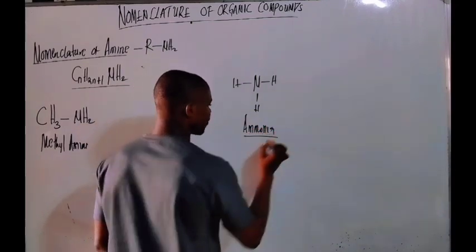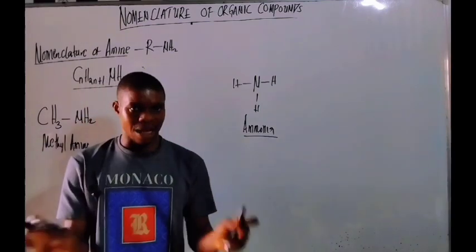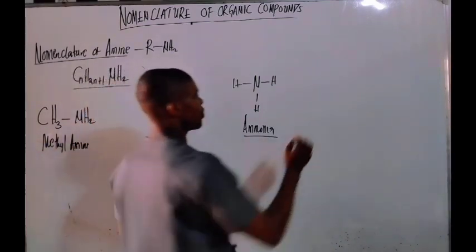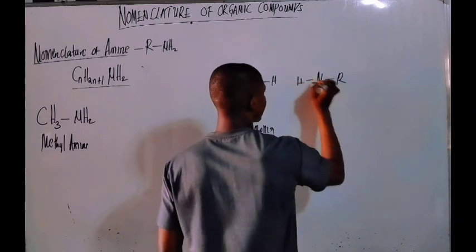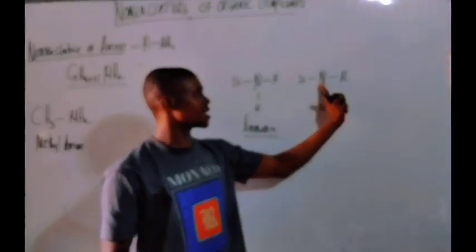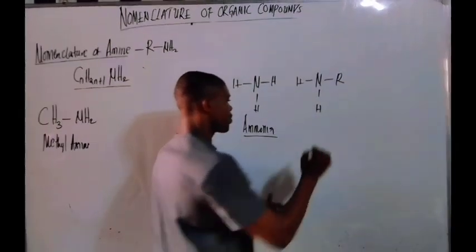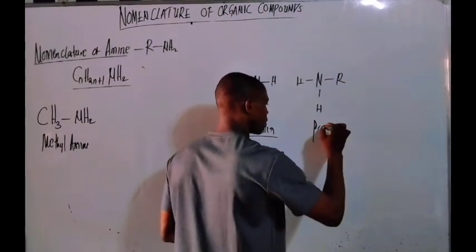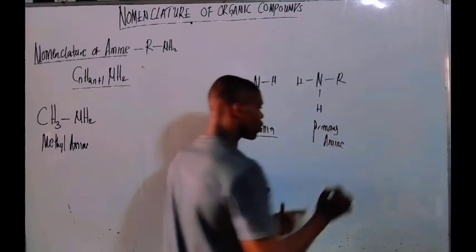Ammonia is okay. It's derived from ammonia. So now when you replace one of the hydrogens with any alkyl group, so let's say you have nitrogen, you replace with this alkyl group here. Now, because this nitrogen is carrying only one alkyl group, this is called a primary amine. Very important.